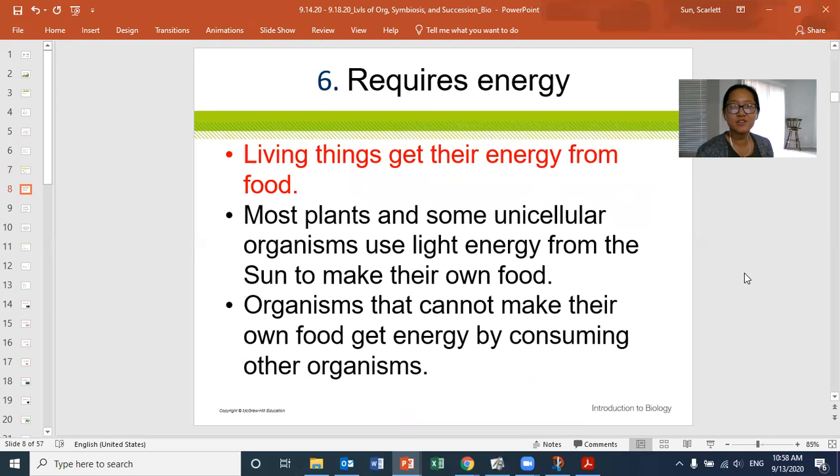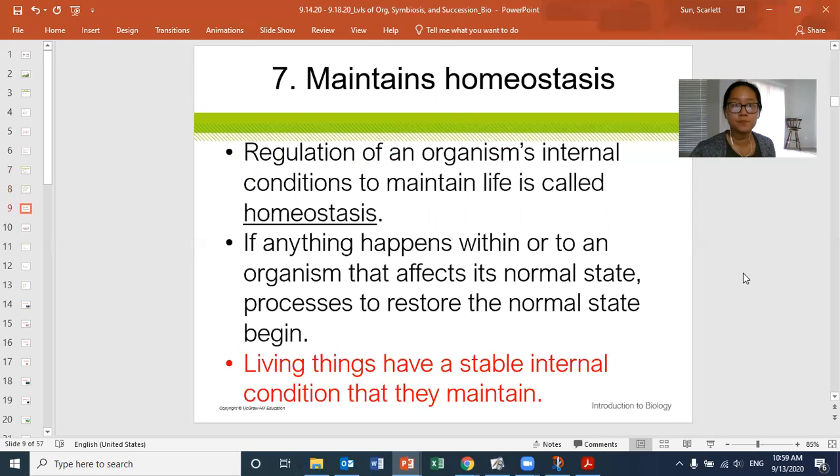Number 6, requires energy. Living things get their energy from food. Let's be a little bit more specific. Plants don't actually need to eat food, right? They can use the sun and do photosynthesis and then make their own food. Everything that's not an autotroph like plants is a heterotroph. They have to intake food, whether they're eating it or absorbing it like fungus. But they get their food and then they break it down for energy.